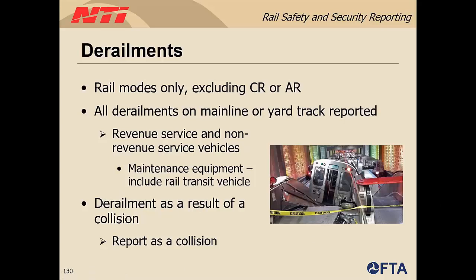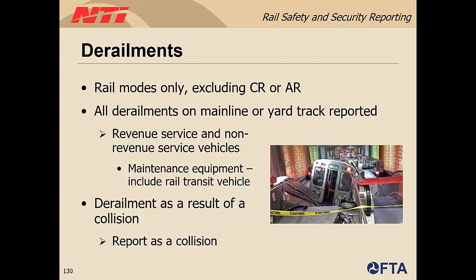Reporting derailments. This is for rail modes only, not including Commuter Rail or Alaska Railway, since they report only security events. All derailments of transit trains on mainline track or in the yard are reported, even if the train is not in revenue service and regardless of any other major threshold. On the derailment form, you'll be asked to indicate if this is a mainline or a yard derailment.